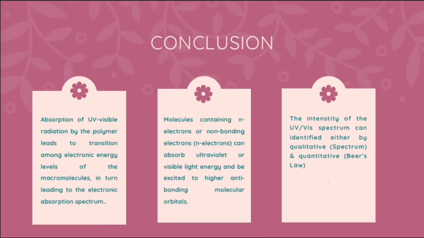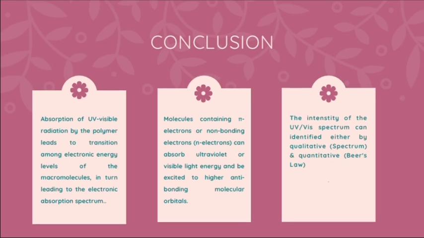Okay, now I, Nishali, will be summarizing this whole presentation. Many molecules contain chromophores which will absorb specific wavelength of ultraviolet or visible light. Absorption of UV visible radiation by the polymer leads to transition among electronic energy levels of the macromolecules, which leads to the electronic absorption spectrum. Molecules which contain pi electrons or non-bonding electrons, which is n electrons, can absorb the ultraviolet or visible light energy and be excited to higher antibonding molecular orbitals.